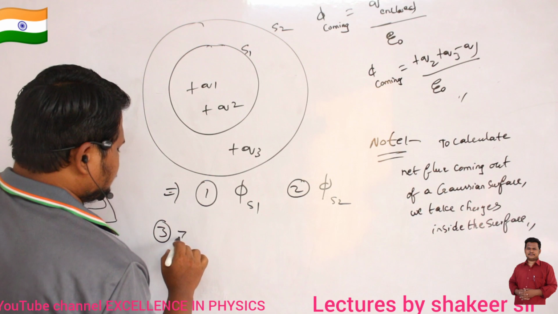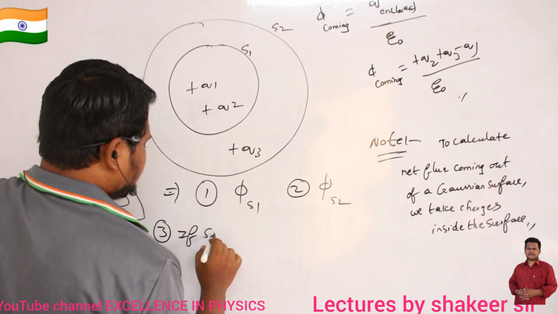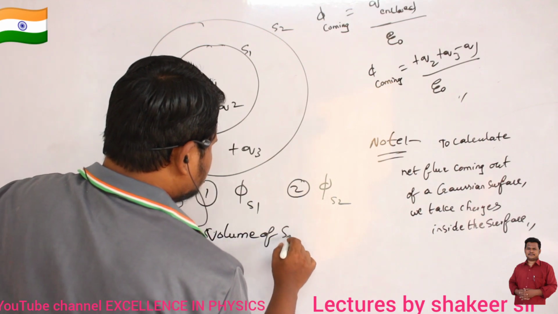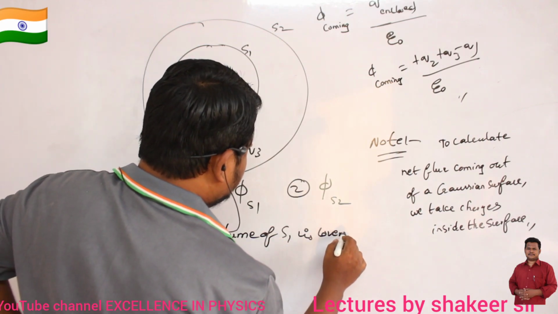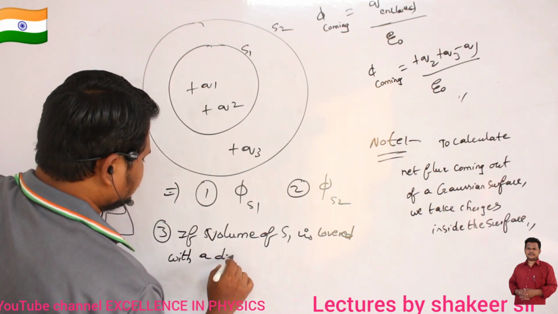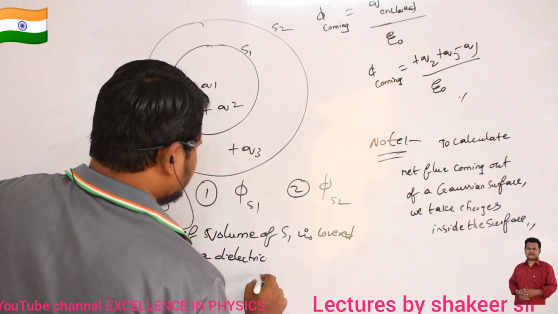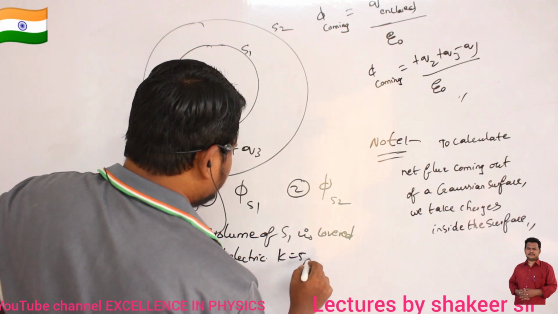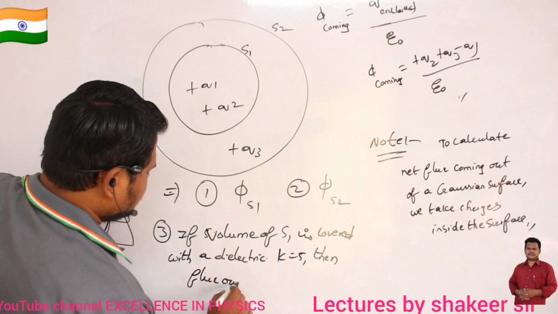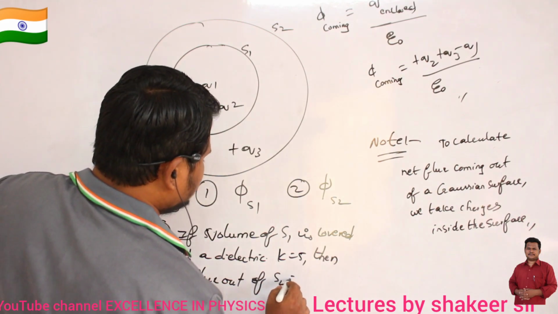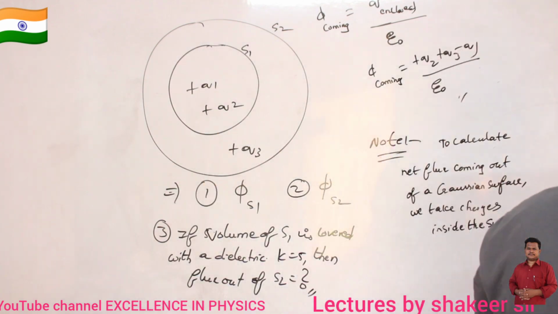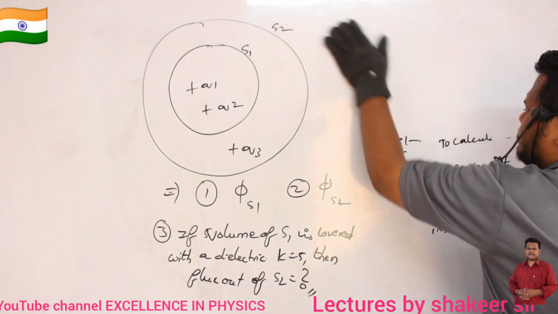Third question is, if the volume of S1 is covered with a dielectric, K is equal to 5, then the flux out of S2 is how much? That is the question. So these 3 questions you are supposed to answer. Okay? Come on, try to say the answer of these 3.